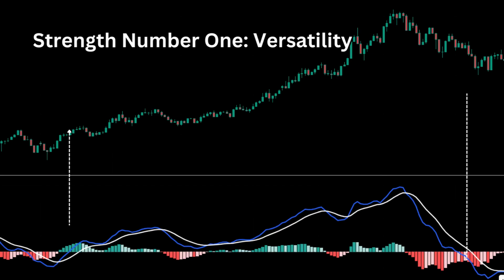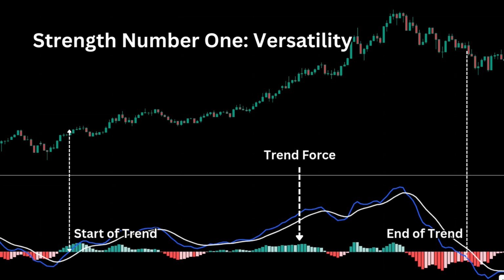It combines trend identification, thanks to its position relative to the zero line, with momentum measurement, thanks to the histogram and the speed of its main line. You don't need 2 or 3 different indicators to get this information. The MACD gives you a panoramic view in a single window. It's the Swiss Army knife of technical analysis, with different tools for different situations.